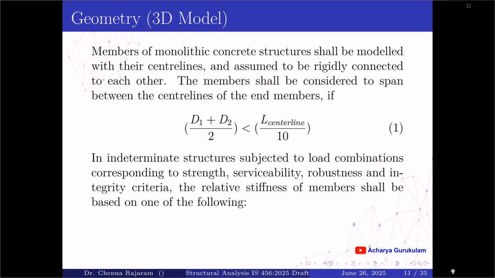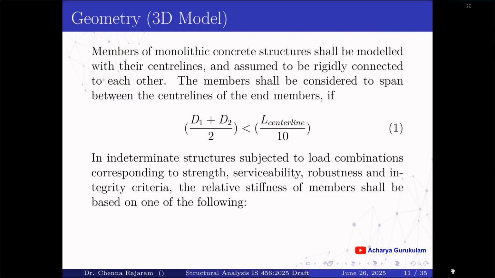For geometry, members of monolithic concrete structures shall be modeled with their center lines and assumed to be rigidly connected to each other. The members shall be considered to span between the center lines of the end members if (d1 + d2)/2 is less than or equal to L_centerline/10. Here d1 and d2 are the dimensions of the end members into which the member is framing at its ends, and L_centerline is the span of the member measured between the center lines of the end members.